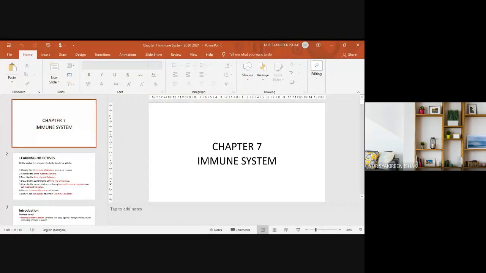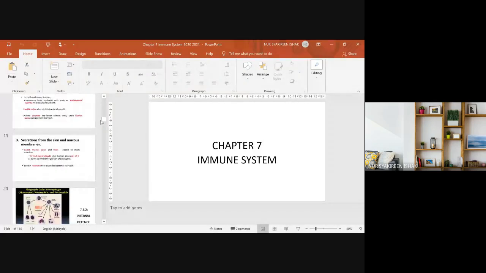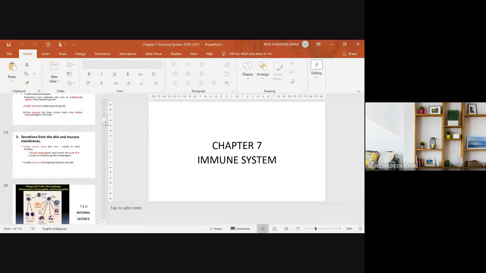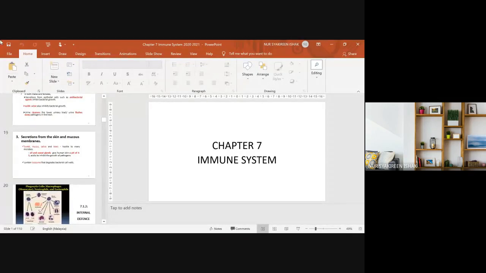This chapter, we are going to continue to look at chapter 7, which is on the immune system. Last lecture, we looked at roughly the overview of the immune response. As you know, the immune response has three lines of defense: the first line of defense, second line of defense, and third line of defense.